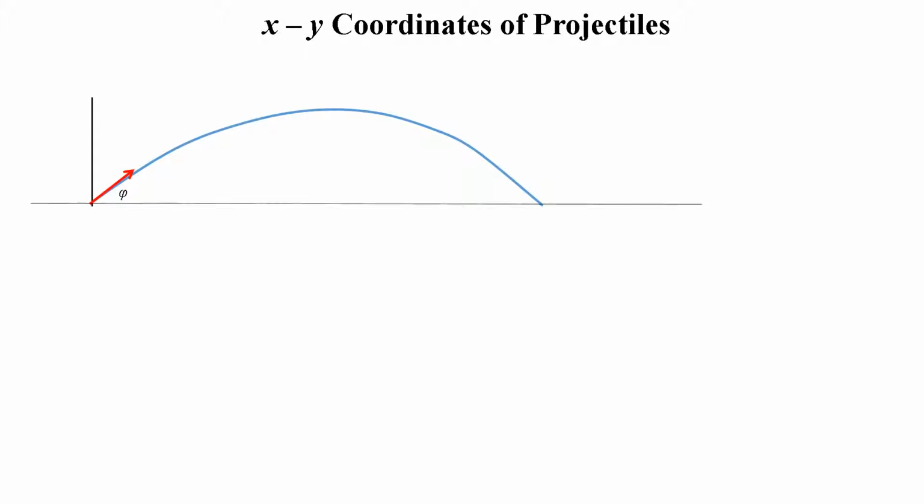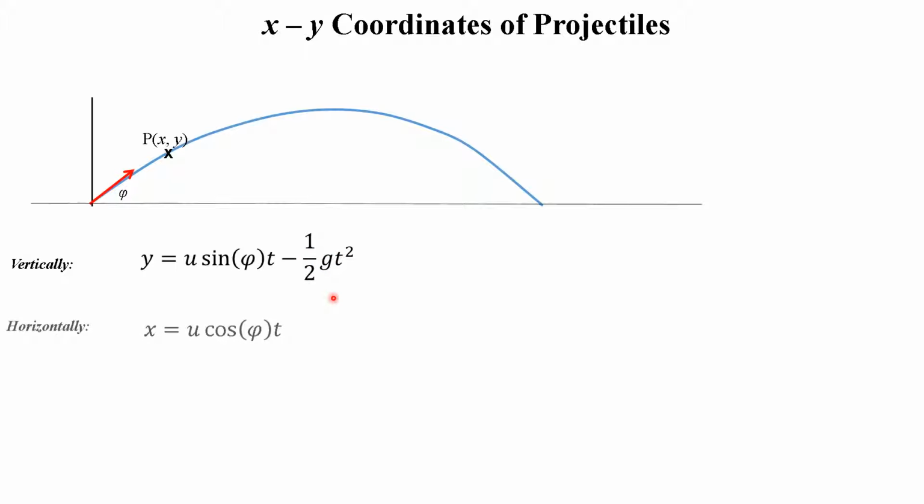Cartesian coordinates of projectiles, x and y direction. Now assume that you have a projectile in the following way, and this is an arbitrary point on the function. Vertically, the function can be represented by y equals the initial velocity times t minus half times g times t squared. Horizontally is fairly easy, because horizontally the speed is constant. So it means u times cosine phi, which is the horizontal component, times the time.